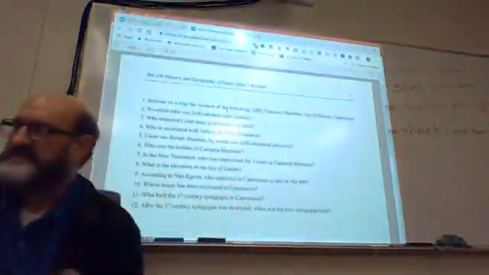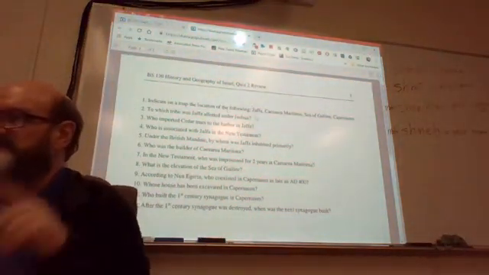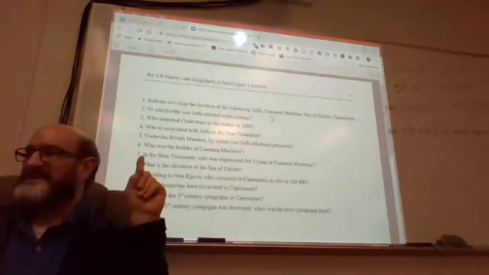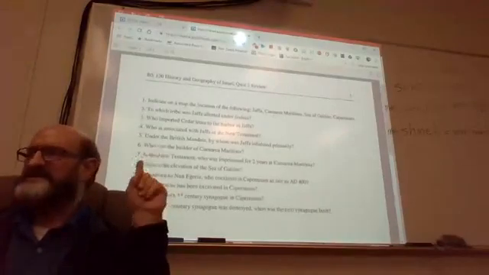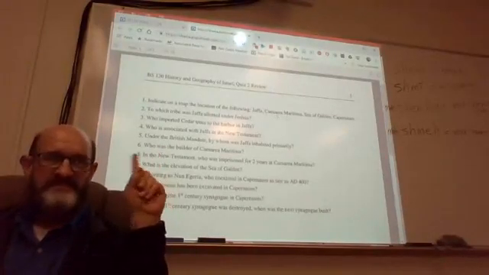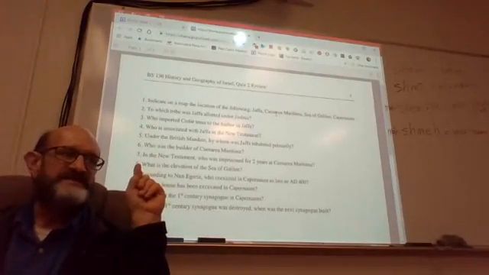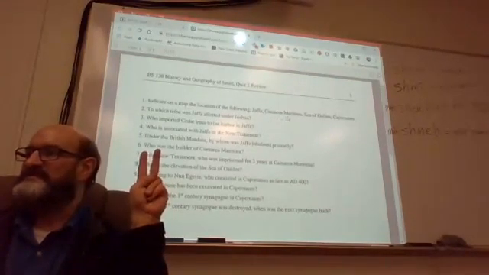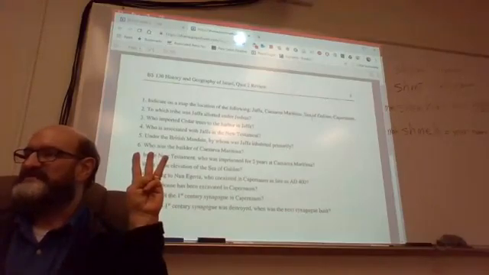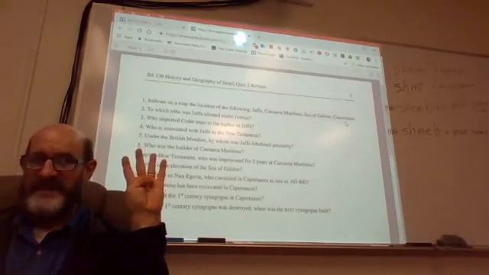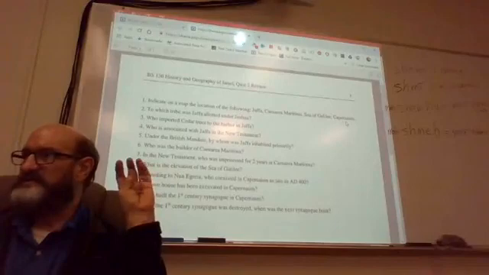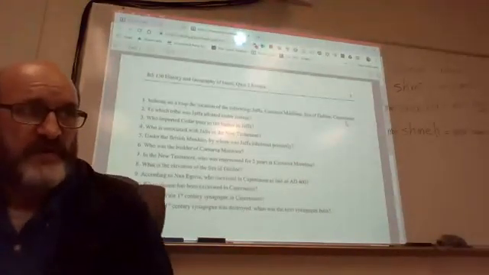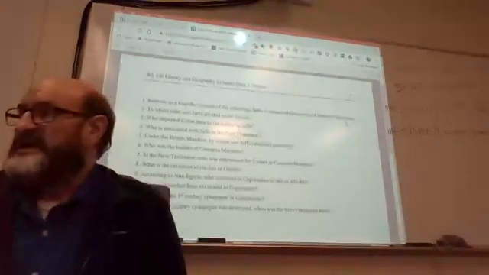So I want you to be able to indicate on a map the following places. Jaffa. I'll say it both ways. Caesarea Maritima, Caesarea, but the proper pronunciation is Caesarea, with a hard K sound. Caesarea Maritima, the Sea of Galilee, and Capernaum. So we'll focus on these four areas. We'll be talking about more than these four, but I want you to be able to locate these four places on a map.